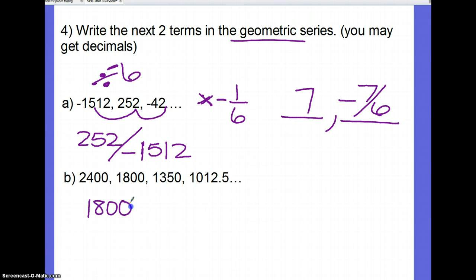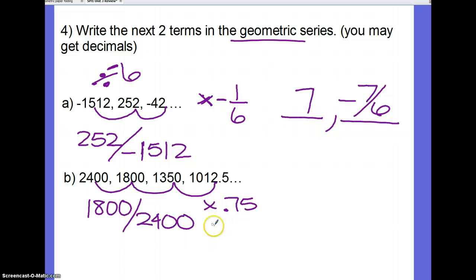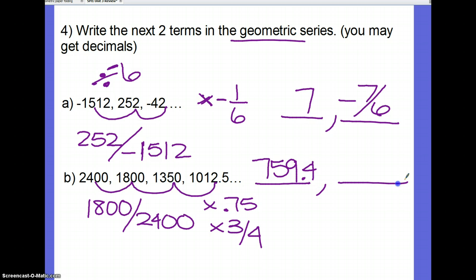Next one, again, this is geometric. It tells us in the problem. So if I take the second and divide it by the first, or you could just guess and check. This one's a little tougher to guess and check because you end up that it's multiplying by 0.75, which if you think about money, that's 3/4 of a dollar, so that's the same as multiplying by 3/4. And if you keep going for the next two numbers, you'd have 59.4, and I believe I rounded these numbers, and 569.5. So just multiply again by 0.75 or 3/4, and then do the same thing one more time.